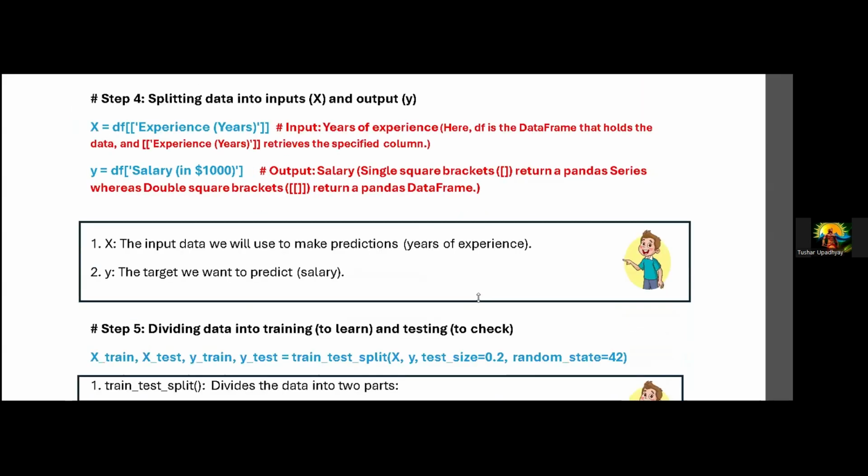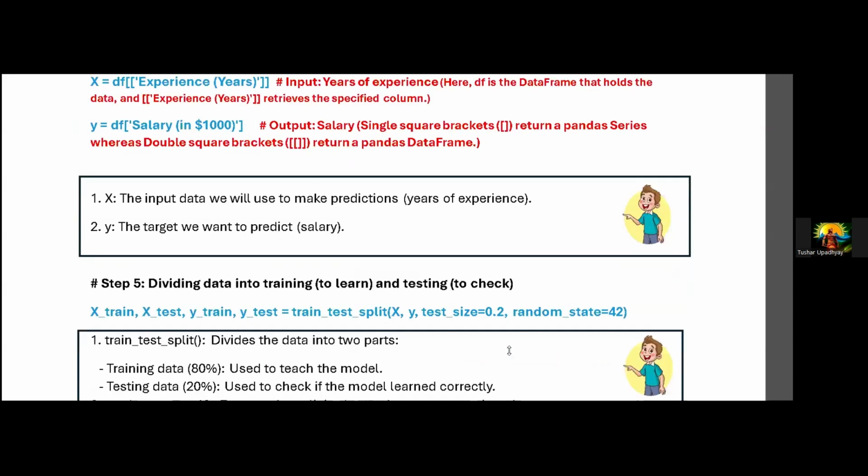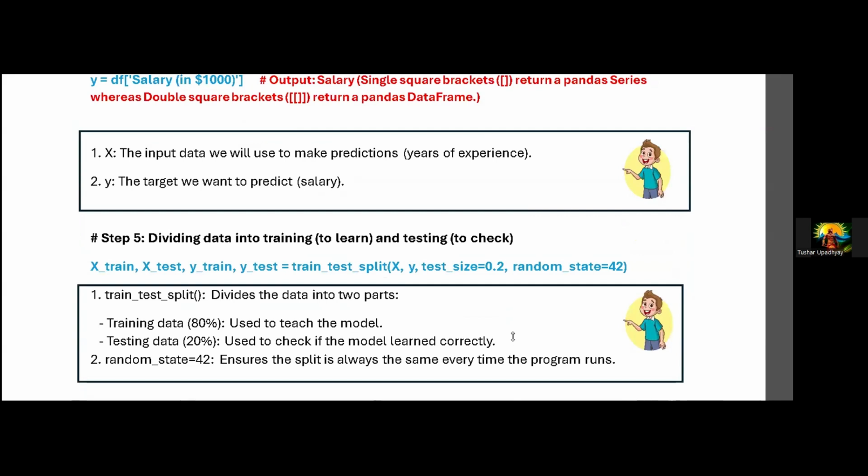Now, dividing the data into training and testing. All right. So here we are using 80% to 20%. You can see over here I have used test size equal to 0.2. So what does this statement talk about? The training data is 80%, which is used to teach the model. 20% is the testing data that is used to check if the model has learned correctly. And we have random state 42 that ensures the split is always the same every time the program runs. So every time you run the program multiple times, it will ensure that the split is 80 to 20.